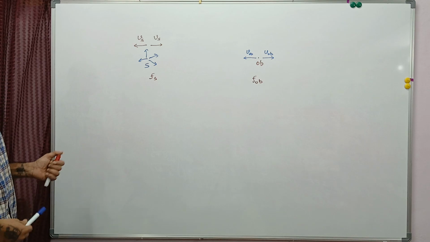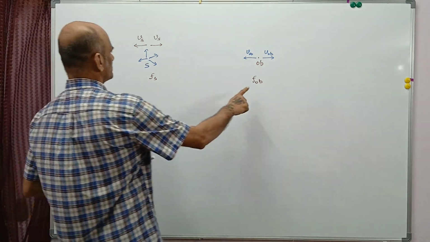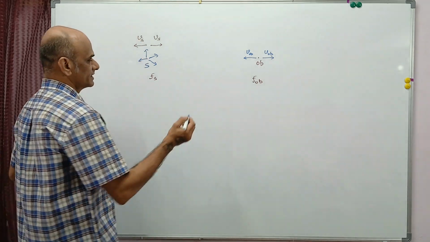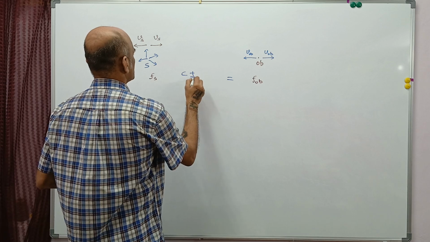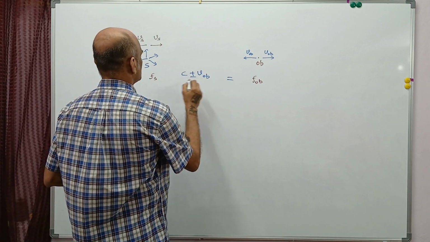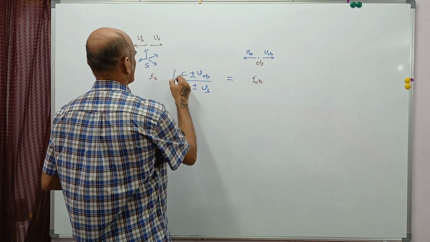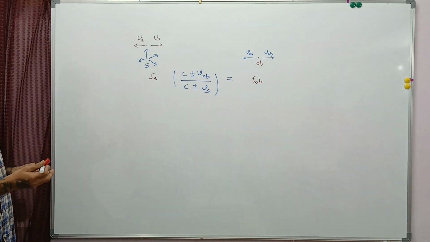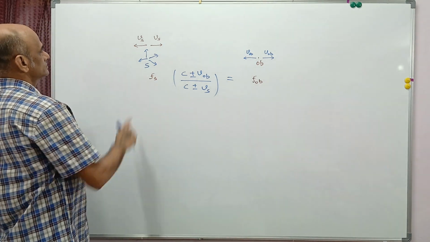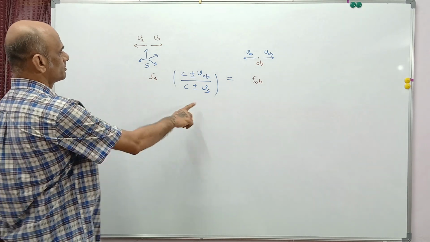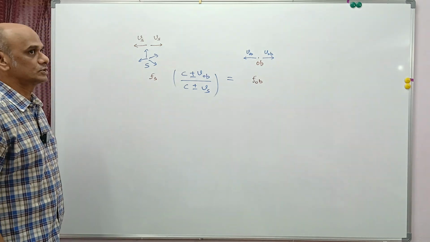So when both the source and observer are moving, the frequency of the sound emitted and the frequency received by the observer will differ by a factor (c plus or minus velocity of the observer) divided by (c plus or minus velocity of the source). This formula, which relates the observed frequency with the intrinsic frequency, is called the Doppler formula. Plus and minus signs can be decided based on physical reasoning.